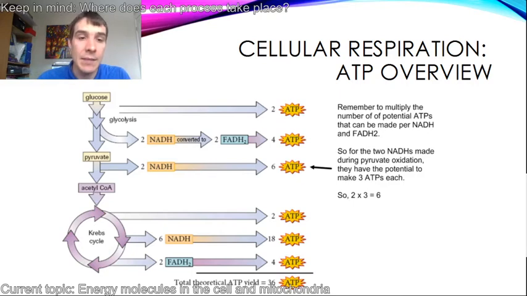This happens inside the mitochondria. And then the acetyl-CoA is the input to the Krebs cycle. And the Krebs cycle, as you can see, is where most of the possible ATP gets generated.